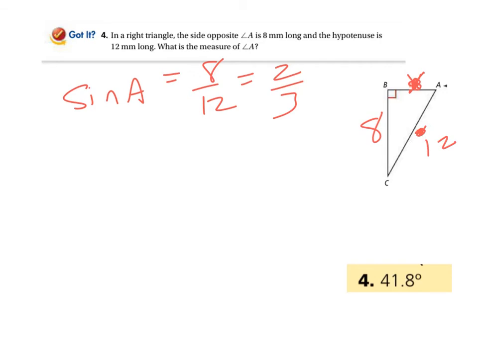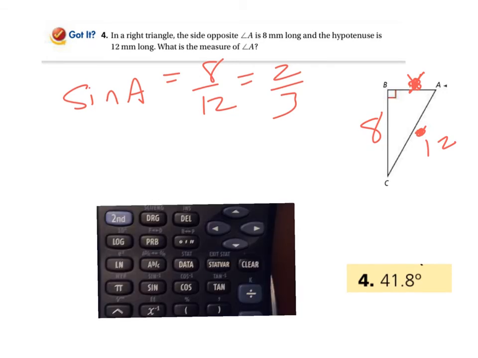Now to solve it, again, the calculator here, hang on. So I will push second, SIN, and then 2 divided by 3, and then close the parentheses and equals. So again, that's second, sine, 2 divided by 3, you can use a division sign, and parentheses and equals, and you're going to get a decimal that goes on forever. It's irrational, but it's about 41.8 degrees.